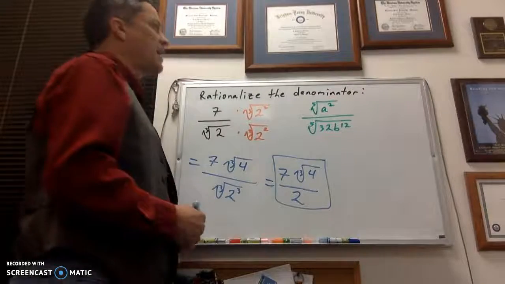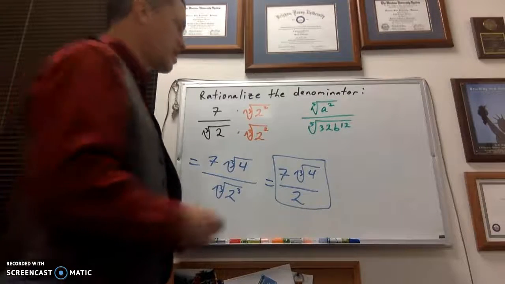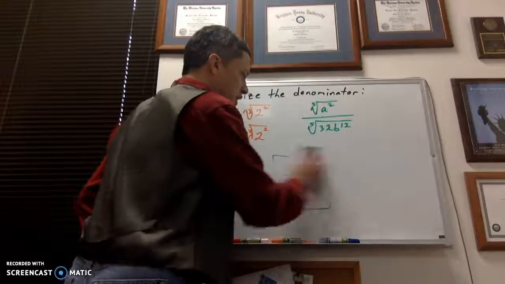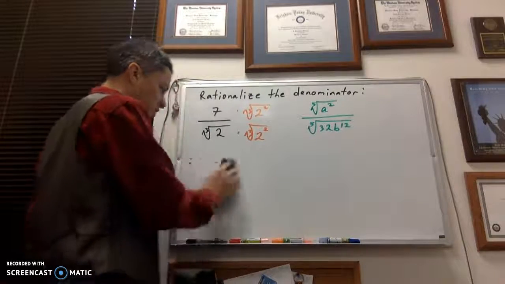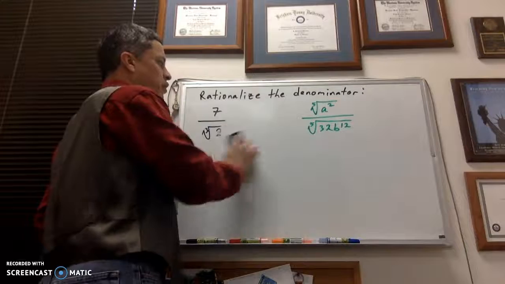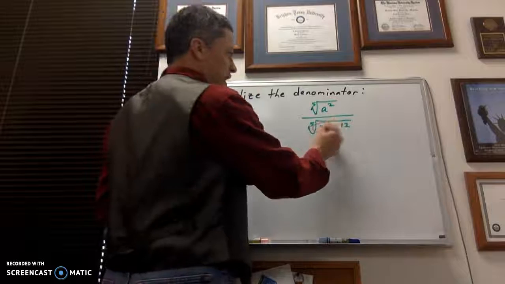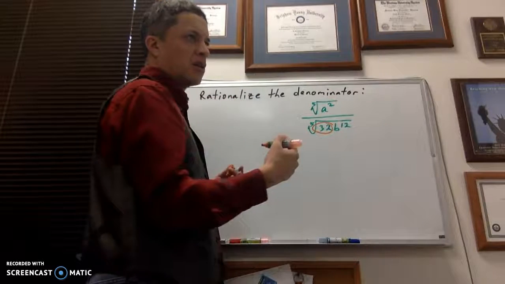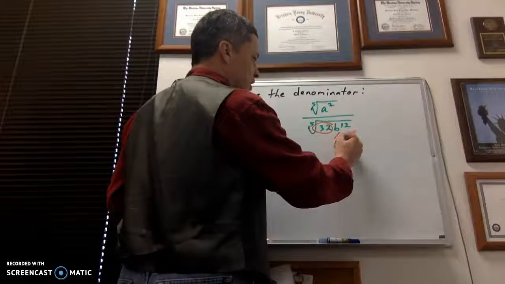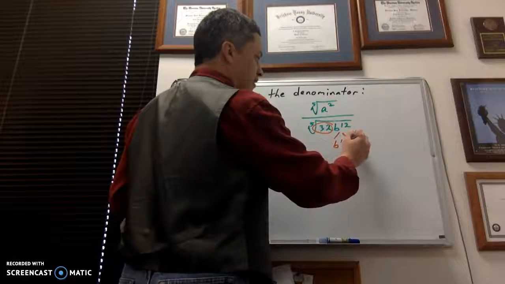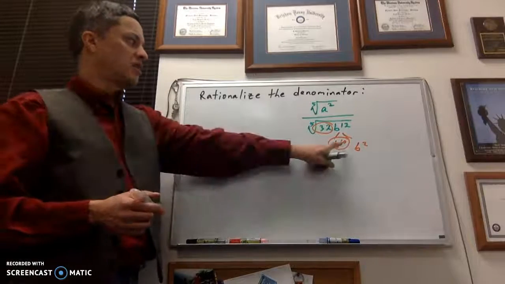I've got the 5th root of a squared over the 5th root of 32b to the 12th. Let me erase this over here so that I have some room to work with here. So what I'm going to do first is I'm going to suck out of the denominator any perfect fifth powers that I have, because I have some in there. The 32, that is a perfect fifth power. The 5th root of 32 is going to be a 2. And then I'm going to split up this b to the 12th so that I have b to the 10th times b squared. And the b to the 10th is going to come out because that's a multiple of 5 there.